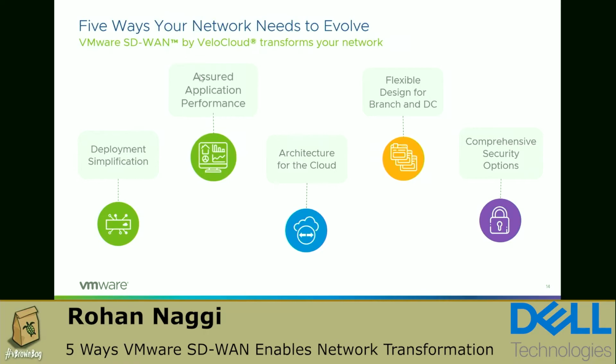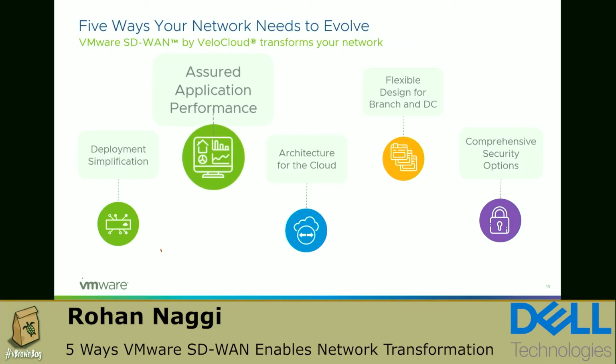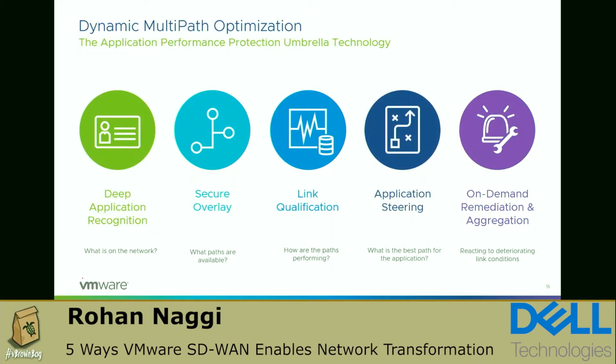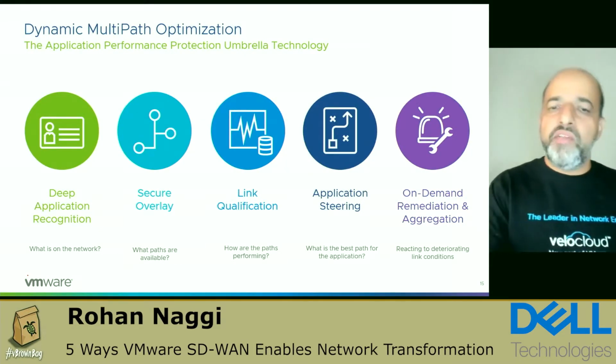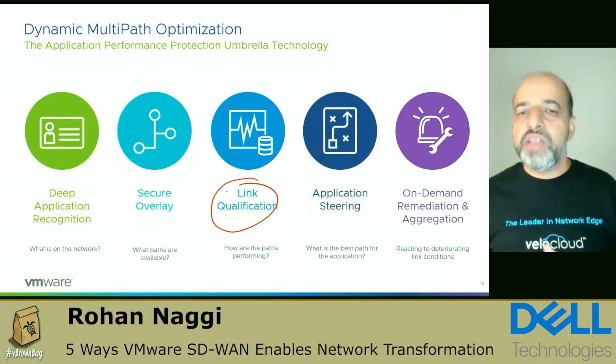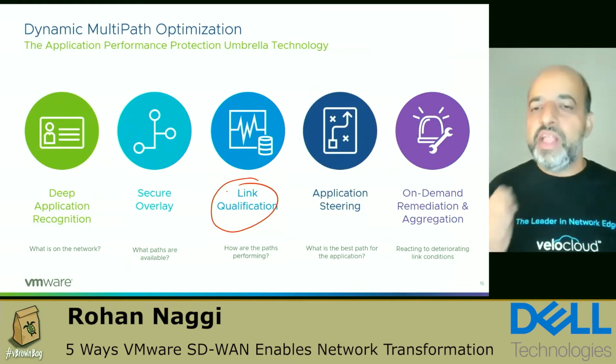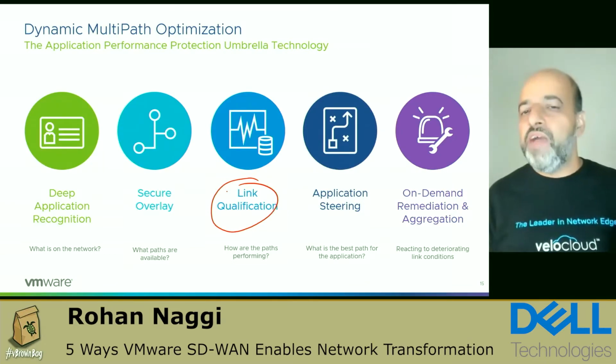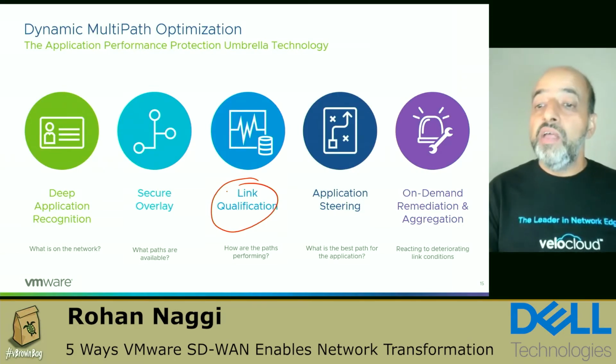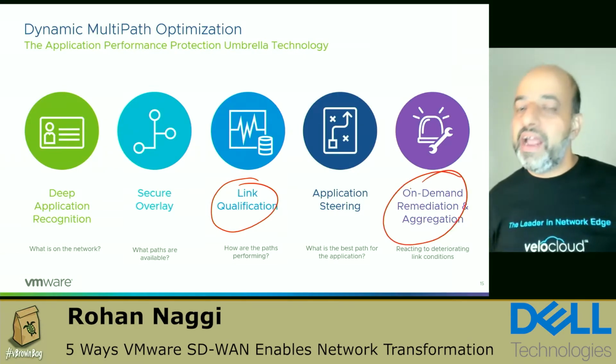So let's move away from that video, and now let's talk about that DMPO piece of it. This is where DMPO comes to play. We do continuous 24/7 link monitoring, so we know at any given time how the links are performing. So we can do link steering in sub-second fashion. Even when we have a single link, we can do on-demand remediation and aggregation.